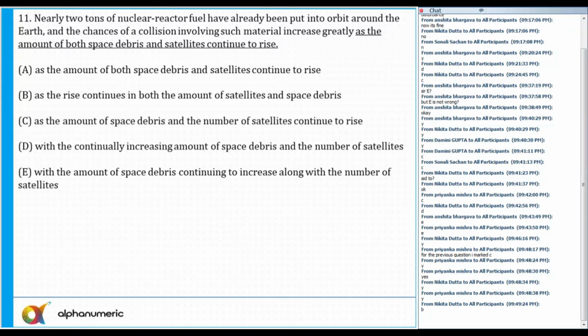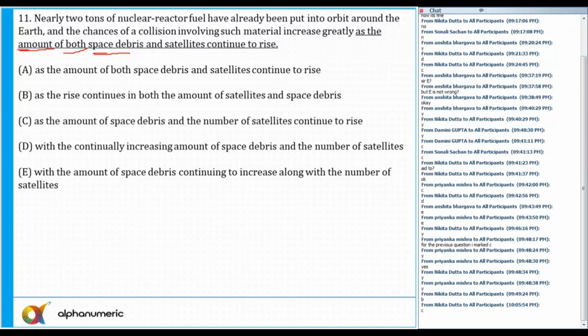Nearly 2 tons of nuclear reactor fuel have already been put into orbit around the Earth, and the chances of a collision involving such material increase greatly as the amount of both space debris and satellites continue to rise. Is there anything wrong? Yes. What is wrong? He's using amount. Amount of both space debris and satellites continue to rise.